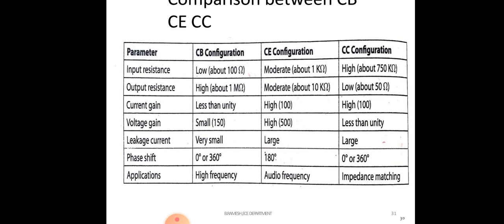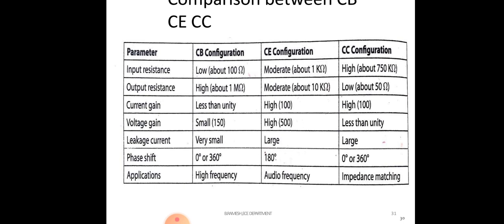The current gain is less than unity in the common base configuration, high in the common emitter configuration, and very high in the common collector configuration. Less than unity means IC is nearly equal to IE, so alpha is the current gain factor for the common base configuration, and beta is very high for the common emitter configuration, and very high in the common collector configuration.